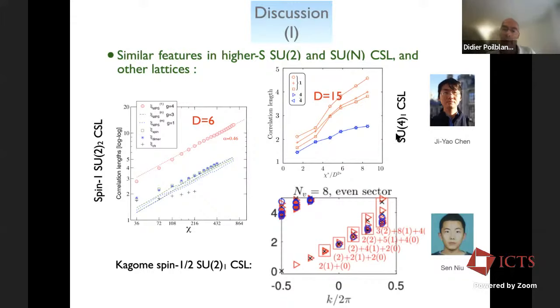So this is for the SU(4) level 1 chiral spin liquid in a simple model I described before, where you see also growing correlation lengths with chi. And recently we looked at a similar chiral Heisenberg model on the Kagome lattice. This is a work we will shortly put on the arXiv. And you see here again that the edge spectrum as a function of the transverse momentum on the cylinder is really well defined as a linear dispersion. And if you look at the content, the content for each of these levels agrees very well with what is expected from CFT SU(2) level 1. Okay, so this seems to be very generic features.